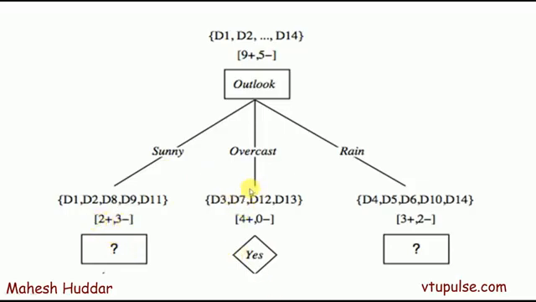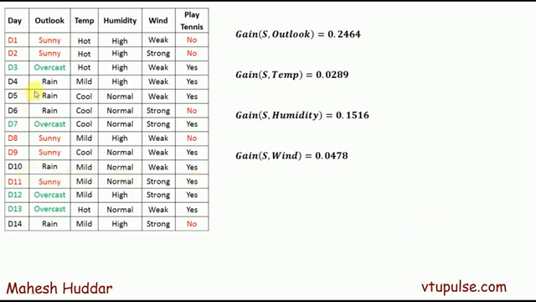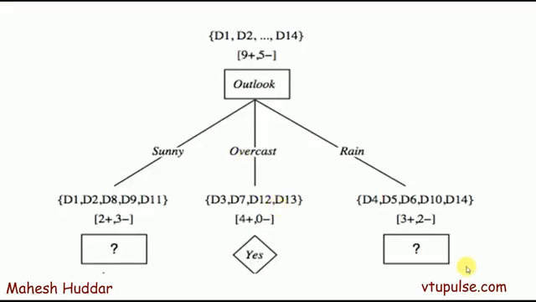But when it comes to overcast, all 4 examples are positive, so directly we write yes here. This is a leaf node, where we got the answer. And when it comes to rain, we have 3 positive and 2 negative as shown in this particular case. Rain: first one is yes, second one is yes, third one is no, fourth one is yes, and fifth one is no. So there are 3 yes and 2 no. Again we cannot write any label here like yes or no because we have a combination of yes and no examples in this case.